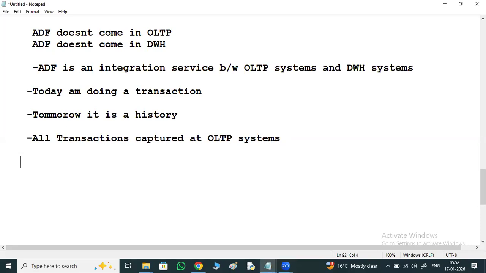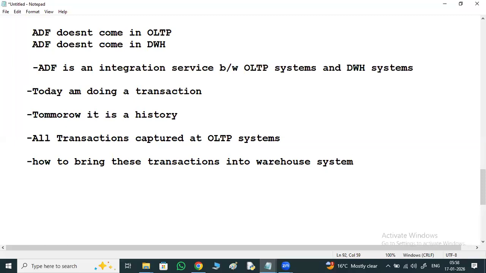Today a lot of transactions happen. How do we bring these transactions into the warehouse system? Every day we bring the transactions into warehouse systems. We have ETL for extracting, transforming, and loading, by using ETL tools.